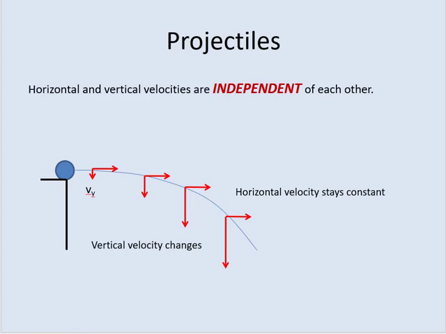So these two are considered independent of each other. If it left that cannon at 200 meters per second horizontally, it's going to keep going at 200 meters per second horizontally. But as it falls, that 200 meters per second horizontally stays exactly the same, but the vertical velocity goes from 0 to whatever its maximum value is right before it hits the ground.